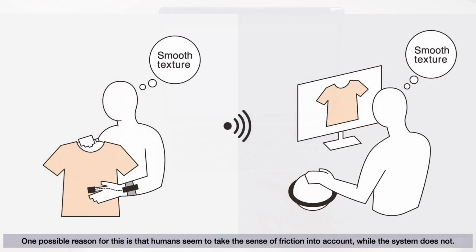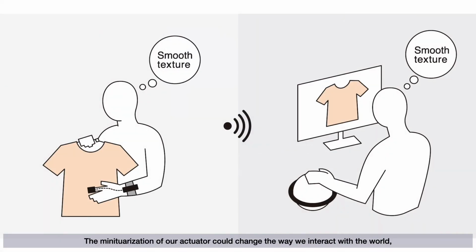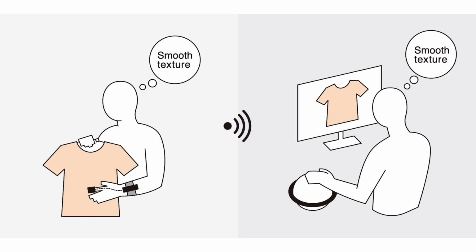The miniaturization of our actuator could change the way we interact with the world, allowing for more immersive experiences in remote communication and teleoperation scenarios. If such miniaturized actuators develop, such as wristwatch communication devices and fingertip sensor devices, the actuators can be expected to replace the current roller-type actuators. This concludes our presentation.